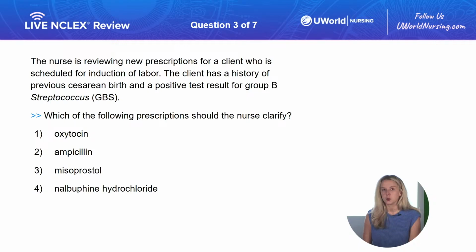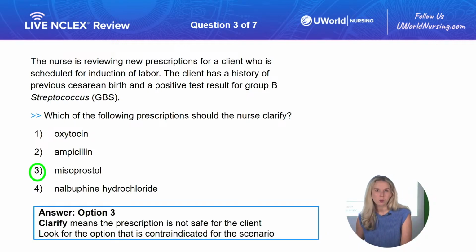Alrighty, and it looks like the majority of you guys got the correct option. That was option number 3, or misoprostol. So why was this? This client is looking to VBAC. We see they clearly had their schedule for an induction of labor, but they've had a previous cesarean birth, and it lets us know that they're GBS positive. So VBAC means a vaginal birth after a cesarean section, meaning a client who's had a previous C-section is now looking to have a vaginal delivery.